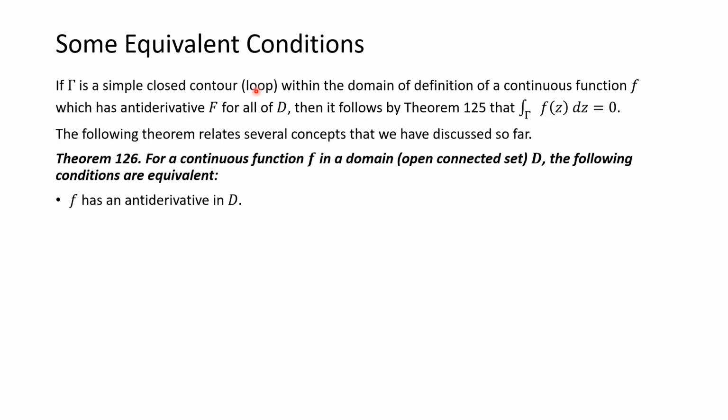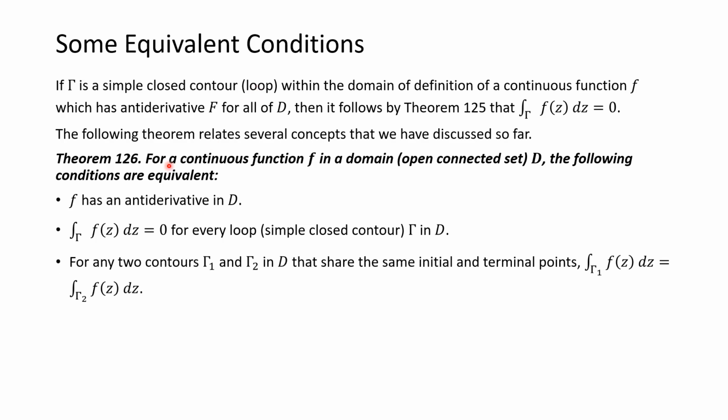Now, we also have a theorem related to this that states that if you have a continuous function f in a domain, an open connected set, then these three conditions are equivalent. We already saw from up here that the first condition, f has an antiderivative, means that Theorem 125 applies, in which case we have this identity here that the contour integral over f of z equals 0 for every closed loop within the domain D.